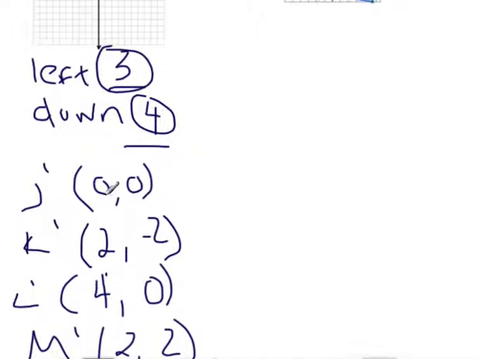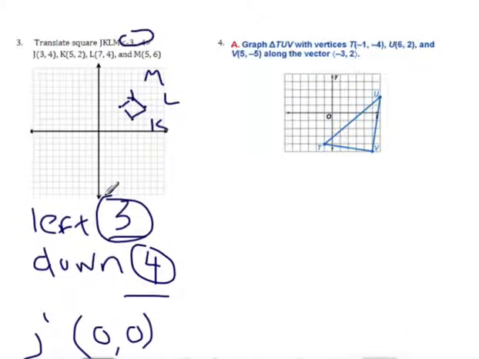So now I'm going to go ahead and plot each of my images. So J is at the point 0, 0. Well, that's just at the origin. So J prime, or the image of J, is at the origin. Then K is going to be over 2 and then down 2. So right here is K prime. Then for L, we're going to go over 1, 2, 3, 4, up 0. So then we have L prime. And then for M, we're going over 2, up 2. And that's M prime right there. So this right here is our image for that translated square.